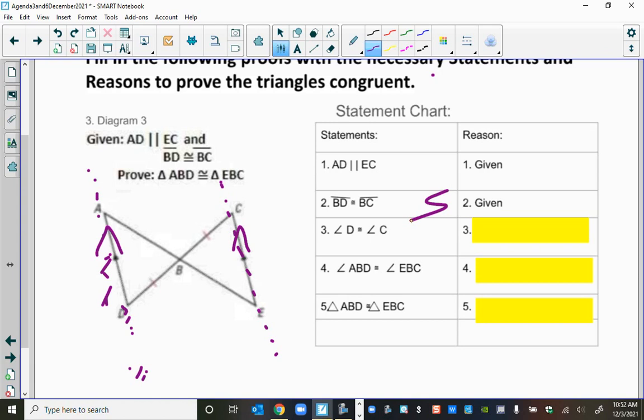Now, angle D and angle C are congruent. So they're saying these two angles are congruent. But why can't we say D and C are going to be congruent angles? Who thinks they know why? Who wants to take a guess?